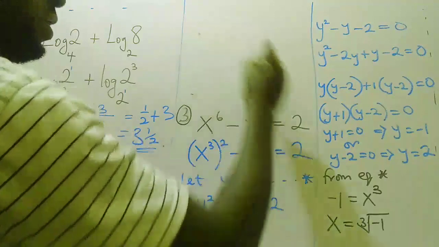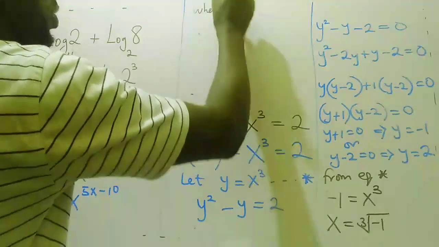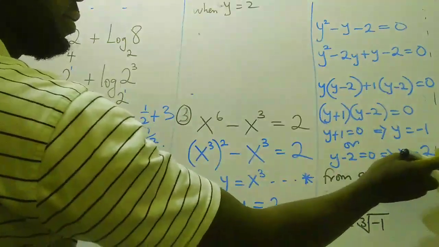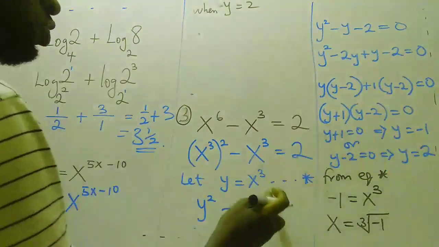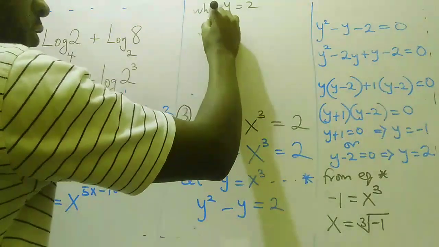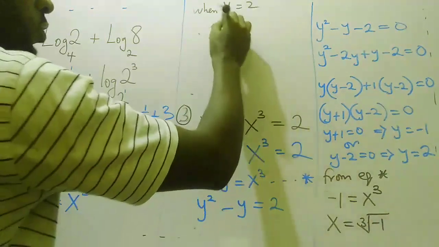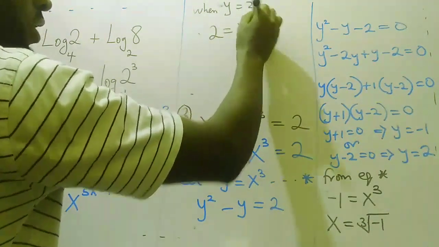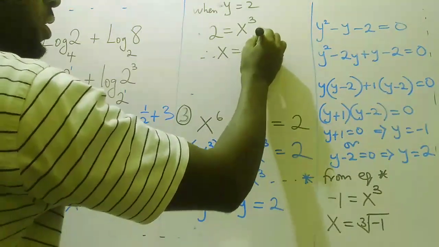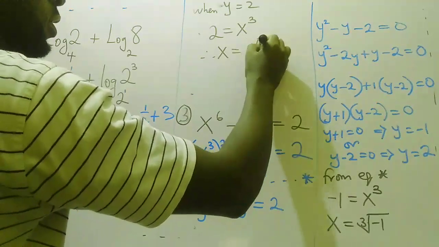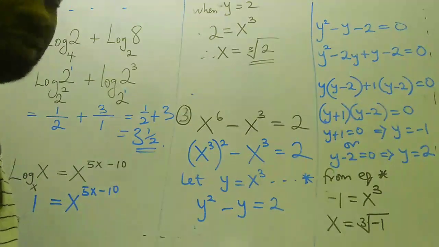So I'm going to say again, when y is equal to 2 now, I'm using this now. This is for when y is equal to minus 1. So when y is equal to 2, this equation becomes 2 equals x raised to the power of 3, and so therefore our x is equal to the cube root of 2. So these are the two solutions of this particular question.